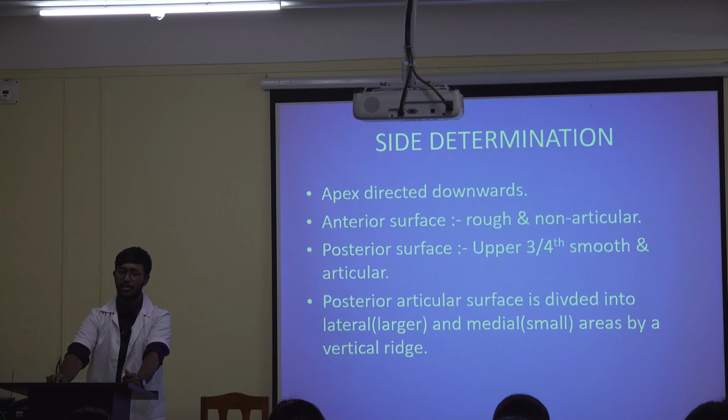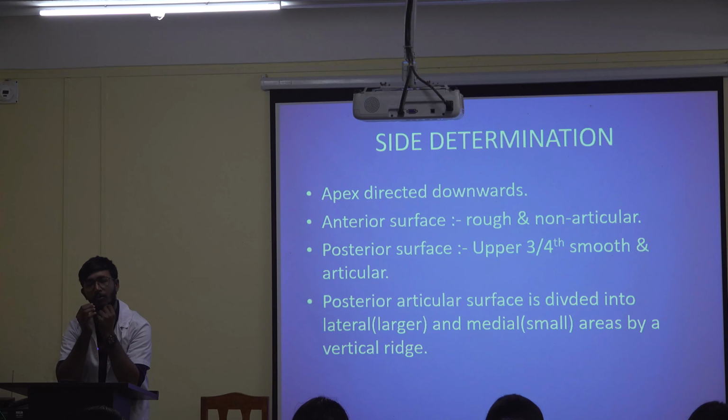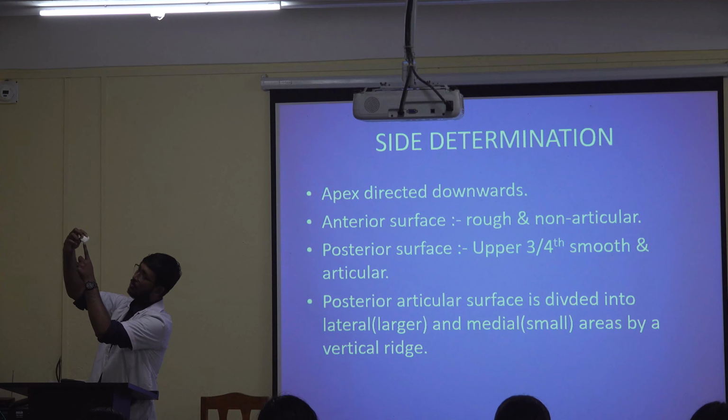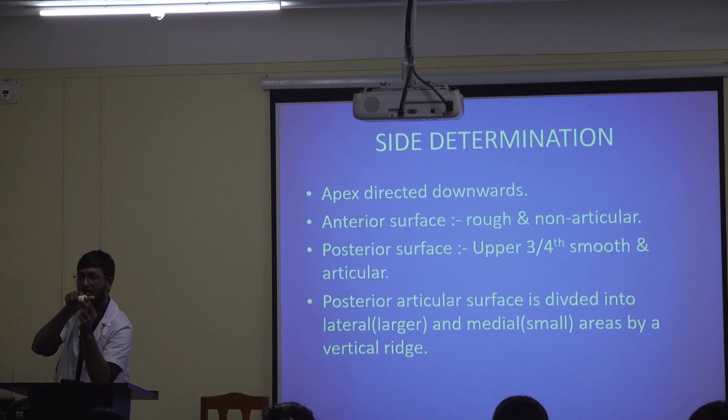Now side determination. Usually, how to point an apex? Apex means upward, but in case of patella it is downwards. So this is the apex, and this one is the base. This upper part is the base.